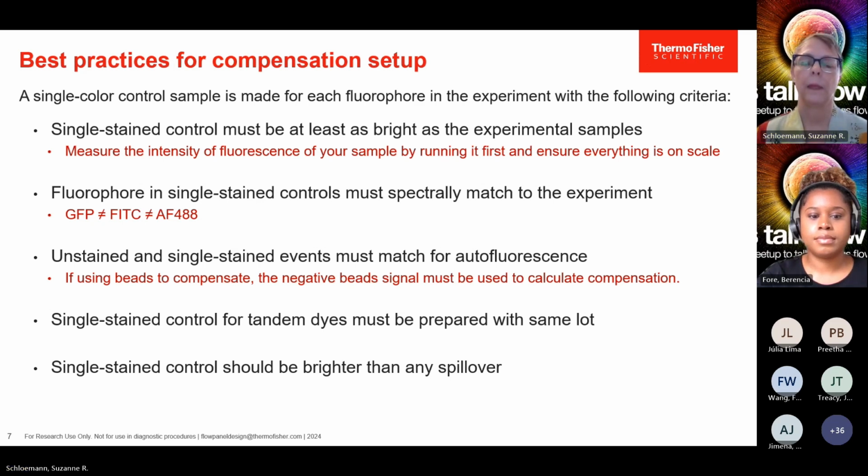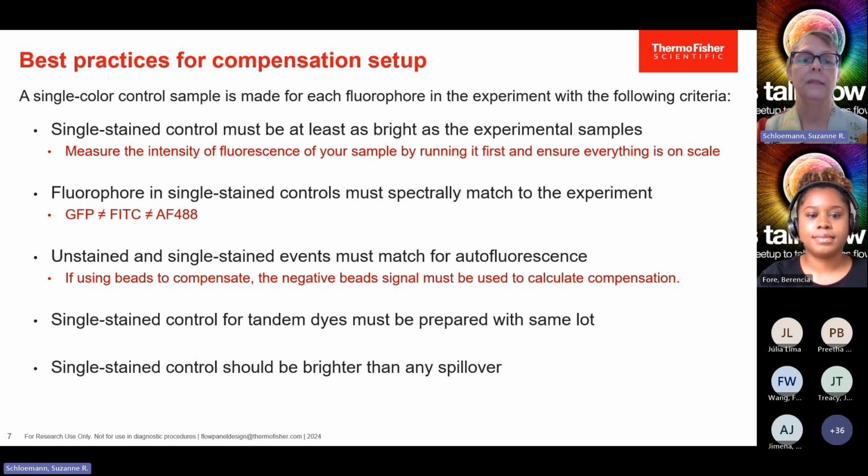So how will I know if my single color control is good? And by good, I mean good enough to give you accurate compensation. Each single color control, you need one for every fluorophore in the experiment. That includes functional dyes and viability dyes. There's basically like 5 conditions that you would like your single color control to meet.